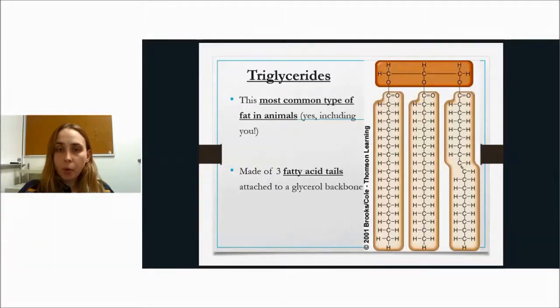The top portion with the 3 carbons is your glycerol. So this is where it gets its name, triglyceride. It has a glycerol up top in the orange, and then the little tan ones are the 3 fatty acid chains. So tri for 3, and glycerides because they're attached to a glycerol. So this is the most common type of fat in animals, including in you, and it's made of 3 fatty acid tails attached to a glycerol backbone.